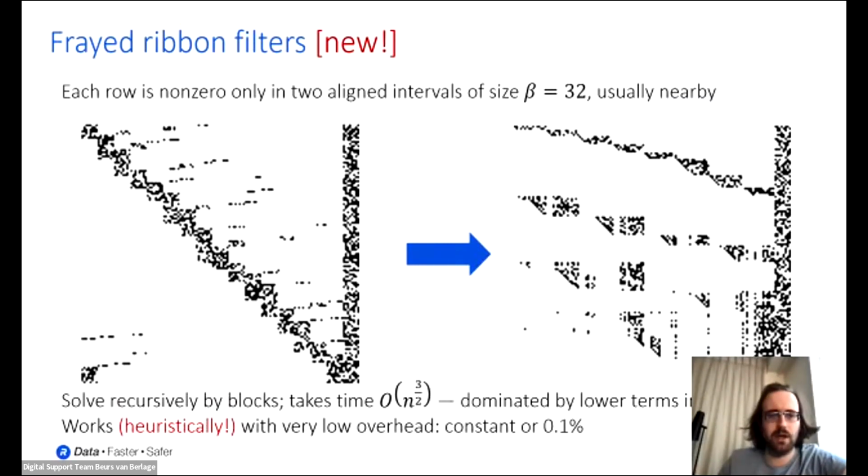Heuristically, it should enable solution of nearly square matrices, so nearly optimal compression size, in time that is around O of n to the 3 halves, though in practice it's dominated by lower order terms, such as moving memory around.